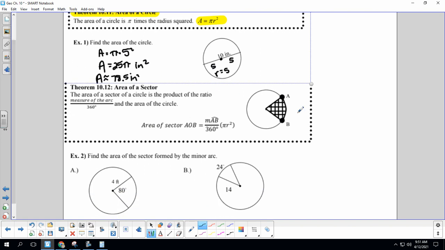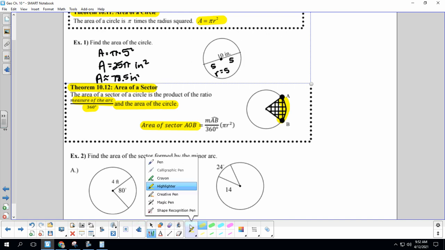Okay, so now we're going to take a look at, we don't want the whole circle, we just want a piece of this pie. We just want a section of it. So the area of a sector of a circle, just the little pie, is the measure of the arc, so whatever this angle measure is here, divided by 360, and then times it by the area of the circle. So area of the sector AOB is the measure of this arc, whatever angle that ends up being, divided by 360, and then times pi r squared.